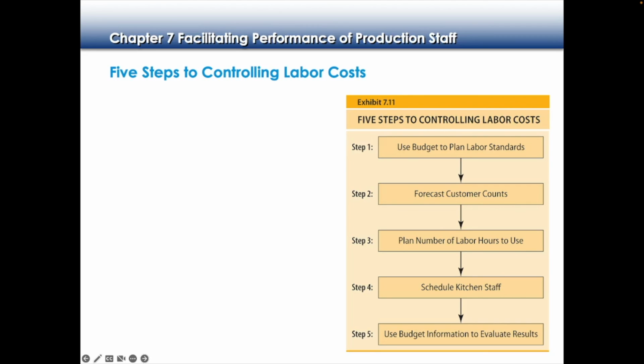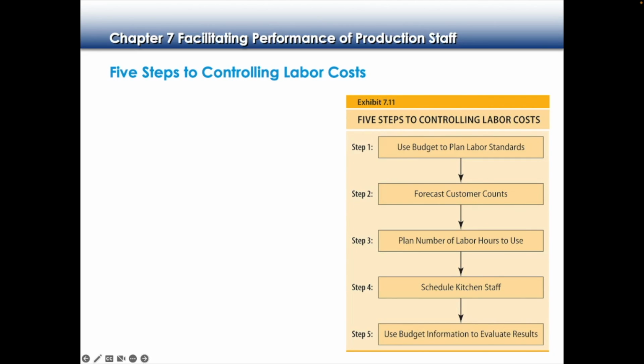Budgeted labor cost goals cannot be met unless they are used to help plan employee schedules. Therefore, the approved operating budget serves as a roadmap to help managers spend no more than the budget limits for labor costs. Step 2. Forecast customer counts.